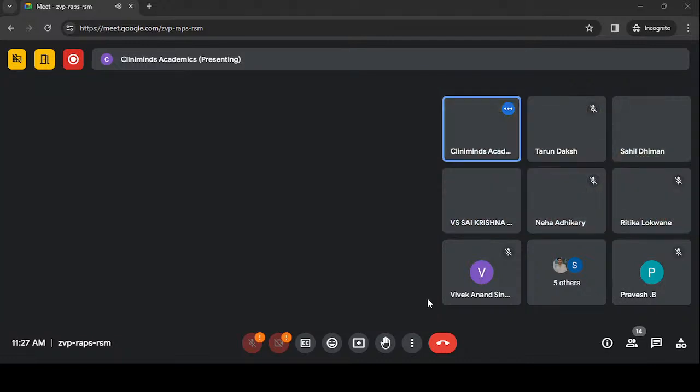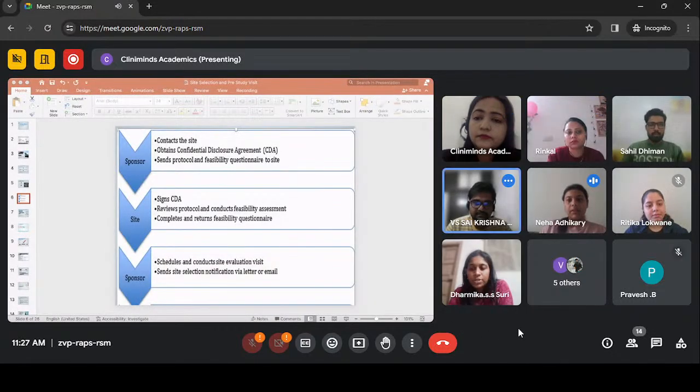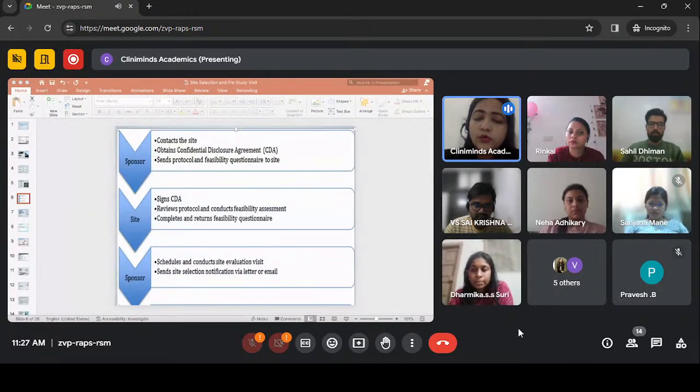Contacts the site. Then once the site is being contacted, what will be the next step? Obtains CDA. So then we are going to obtain the CDA. What is CDA? Confidential Disclosure Agreement.